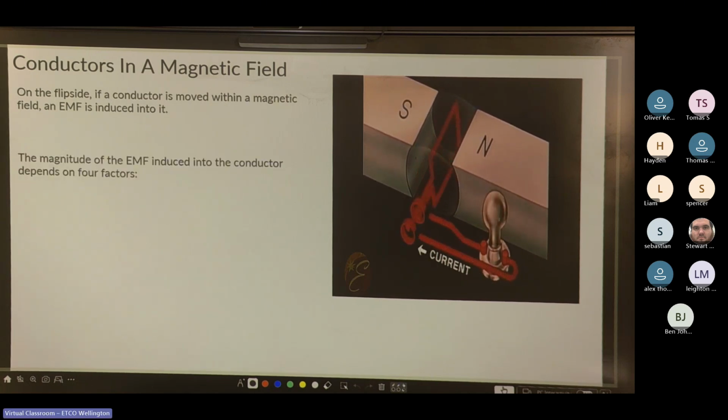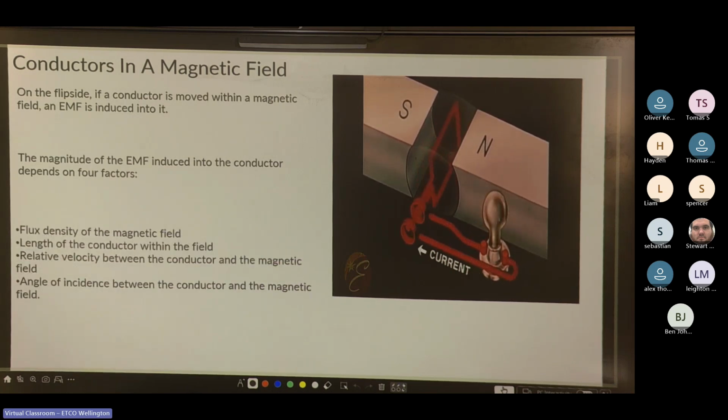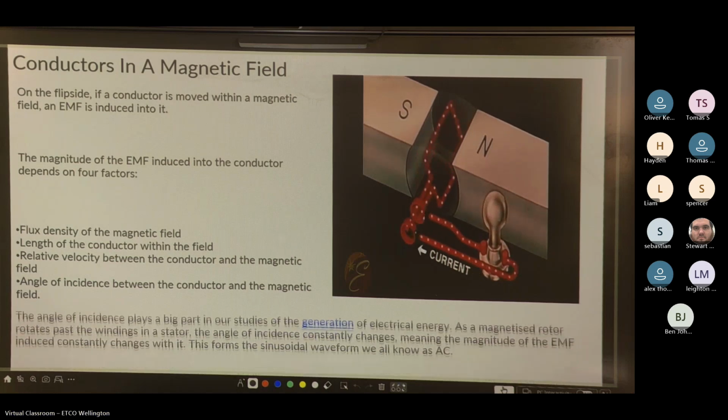The magnitude of the EMF induced into the conductor depends on 4 factors. You've got the flux density of the magnetic field, so how strong the magnetic field is, the length of the conductor within the field, the relative velocity between the conductor and the magnetic field, so how fast it's spinning, and the angle of incidence between the conductor and the magnetic field.